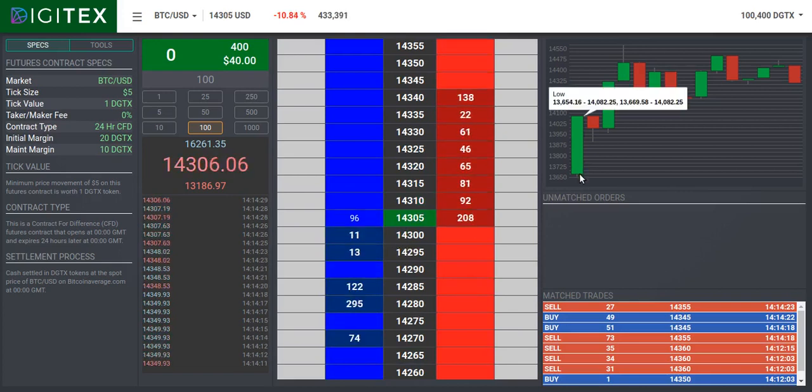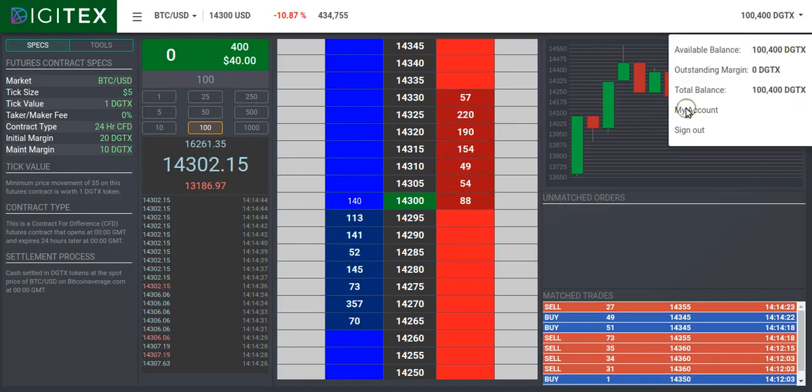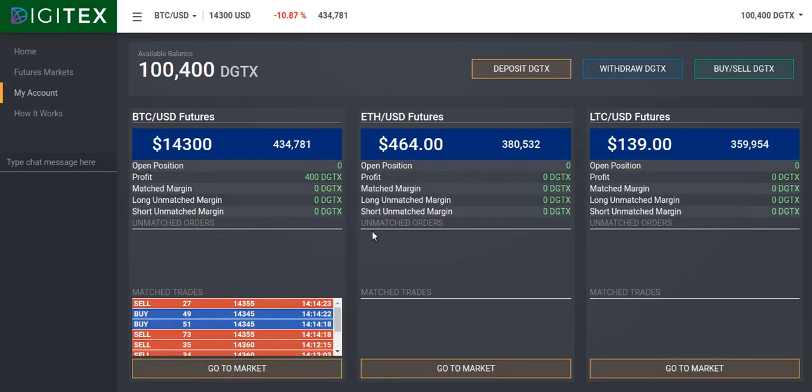The graphs are pretty self-explanatory, showing the last 15 five-minute bar charts. Here's your balance at the top there. We can run over to the account page just to have a quick look at how that would look. We've got the Bitcoin futures, Ethereum futures, Litecoin futures, and it shows what your current positions are, as well as all your matched trades on that.